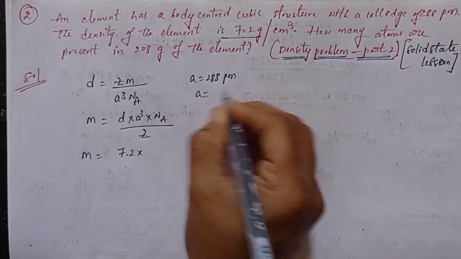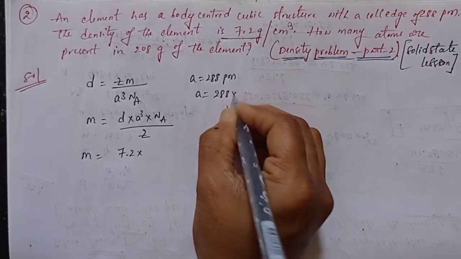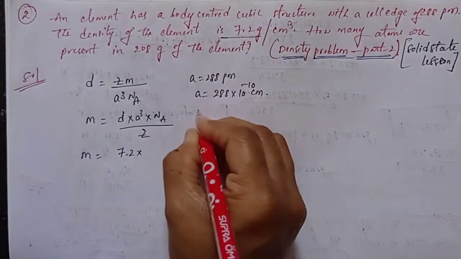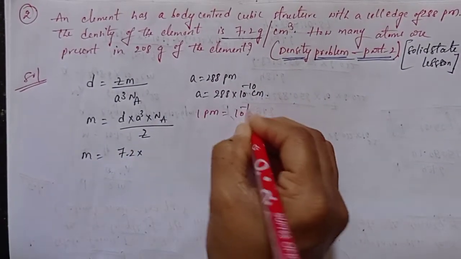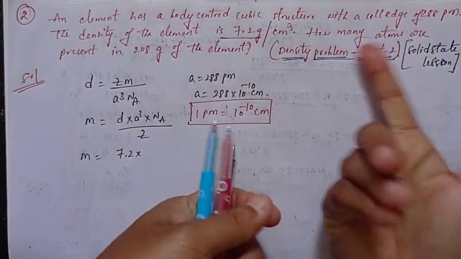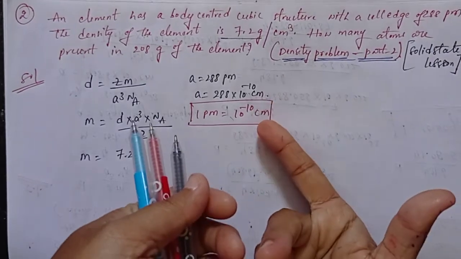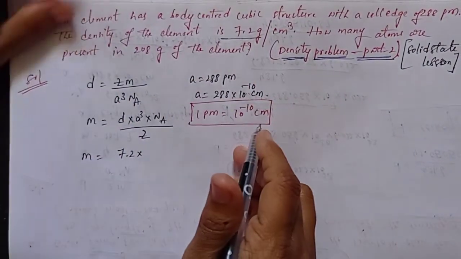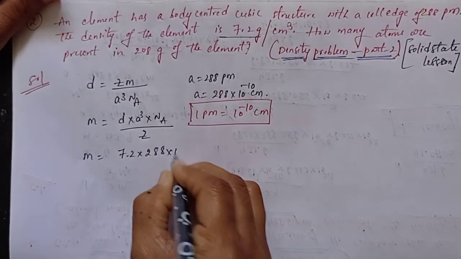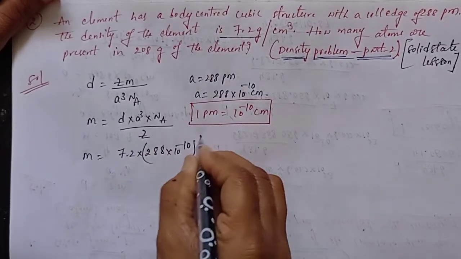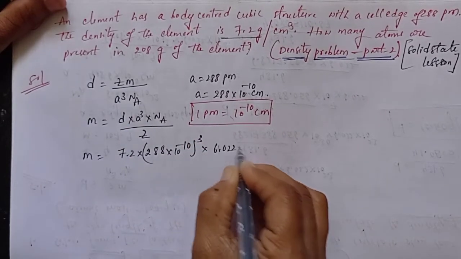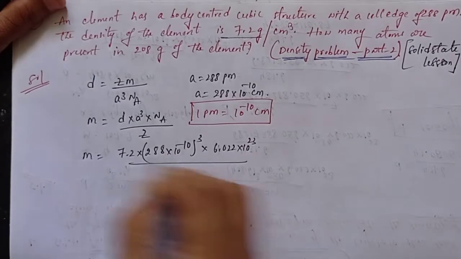You have to convert this into centimeters. 1 picometer is equal to 10 power minus 10 centimeters. So we have to convert the edge length into centimeters. Next, substitute: edge length is 288 into 10 power minus 10, whole cube, that's why A cube. Na is the Avogadro number, 6.022 into 10 power 23, divided by Z value.